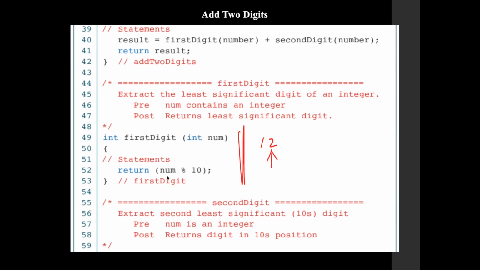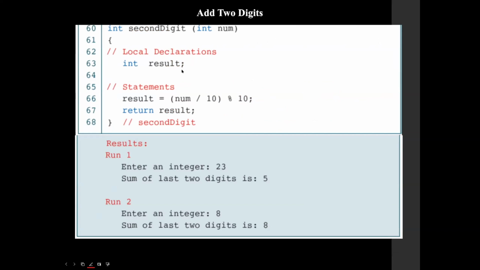And the way that you do that, we explained this before, you mod by 10. That way you get 2. So this is the result of your first digit, which is 2. And then let's look at the second digit implementation. The second digit implementation is a little tricky. It calls for a number of divisions here.